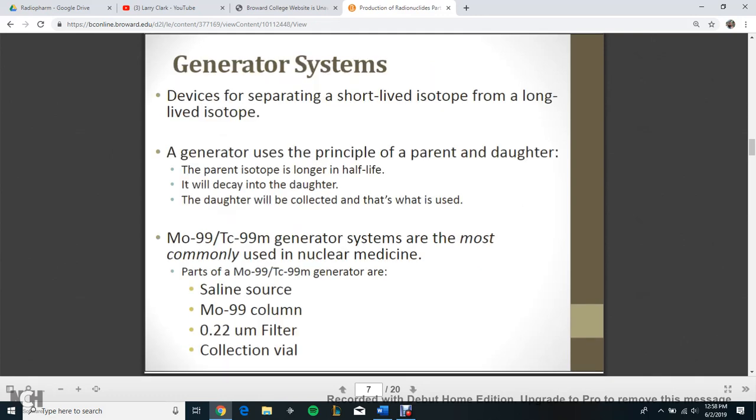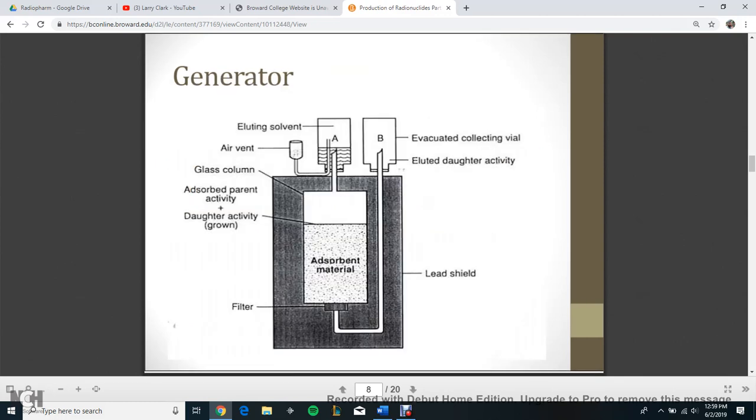Generator systems. Devices for separating a short-lived isotope from a long-lived isotope. A generator uses the principle of a parent and daughter. The parent isotope has a longer half-life. It will decay into the daughter. The daughter will be collected, and that is what's used. Moly-to-Tech generator systems are most commonly used in nuclear pharmacy. Parts of a Moly-to-Tech generator are the saline source, the moly column, a 0.22 micrometer filter, and a collection vial.